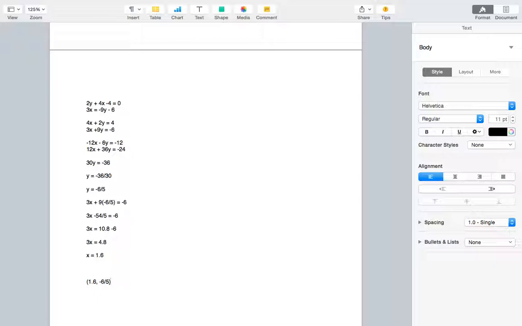Like I was saying earlier, when you're solving for x or y, and you get a number equals itself, then the answer is infinitely many solutions.